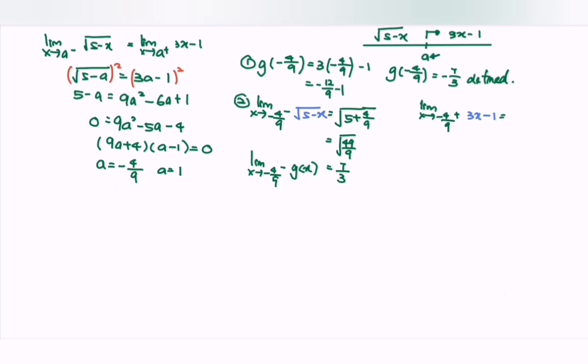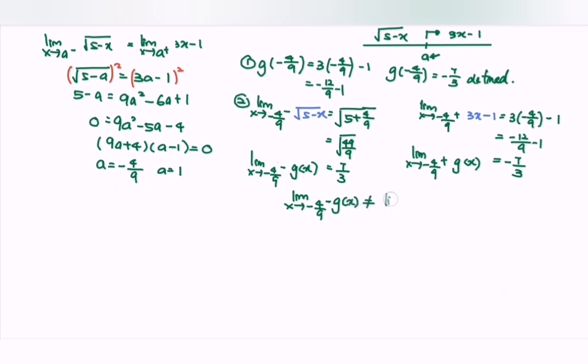Move on with the next part. We have to substitute the value: 3 multiplied by negative 4 over 9 minus 1. So rewrite it: we will have negative 12 over 9 minus 1. So the limit when x approaches negative 4 over 9 from the right for the function g(x) is negative 7 over 3. So the limit from the left is not the same as the limit from the right. Then we can say the limit when x approaches negative 4 over 9 for the function g(x) does not exist.